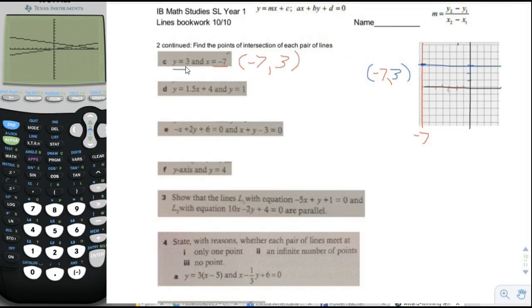You can see that once you figure out how to find the intersections of vertical and horizontal lines, you don't need to draw the graph anymore. Okay, what about this next one? y equals 1.5x plus 4 and y equals 1. Let's do that on the calculator.